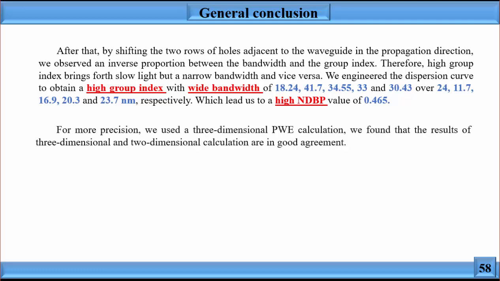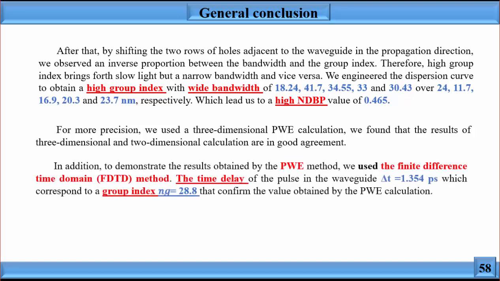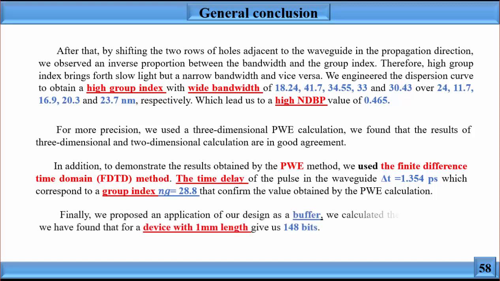For more precision, we used a three-dimensional PWE calculation. We found that the results of three-dimensional and two-dimensional calculation are in good agreement. In addition, to demonstrate the results obtained by the PWE method, we used the finite difference time domain, FDTD, method. The time delay of the pulse in the waveguide, delta t, equals 1.354 ps, which corresponds to a group index equal to 28.8, which confirms the value obtained by the PWE calculation.